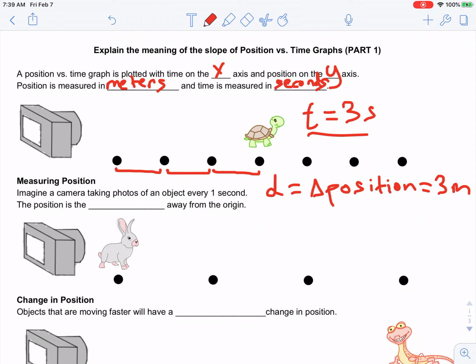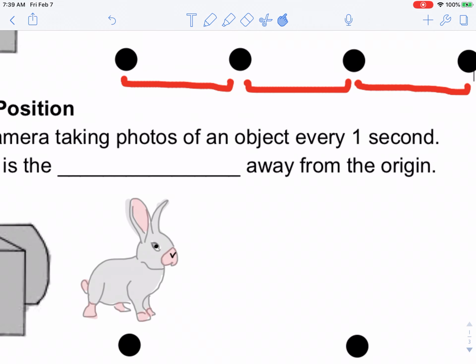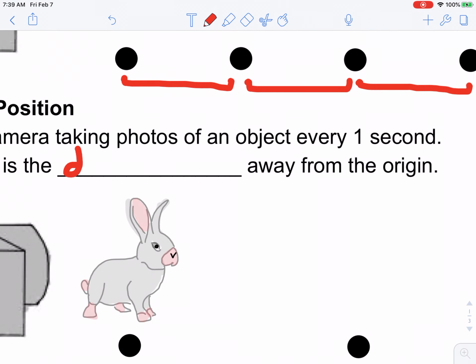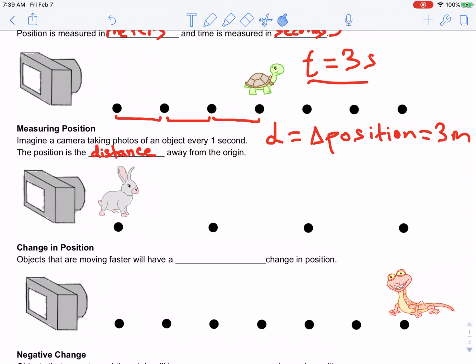Easy enough. The position is the distance away from the origin. And for a change in position, objects that are moving faster will have a greater change in position. That makes sense. If you're moving faster, your change in position is going to be greater.